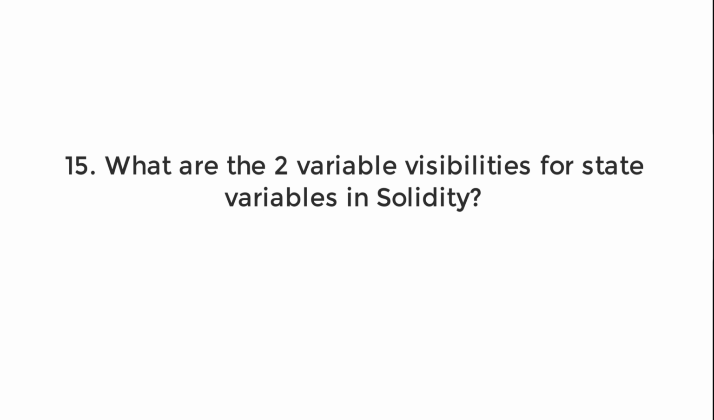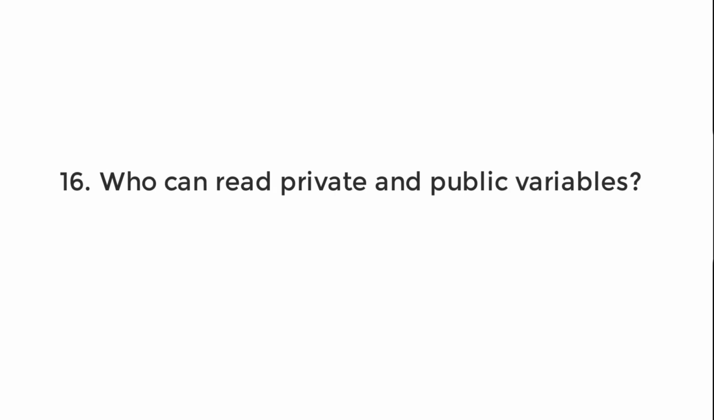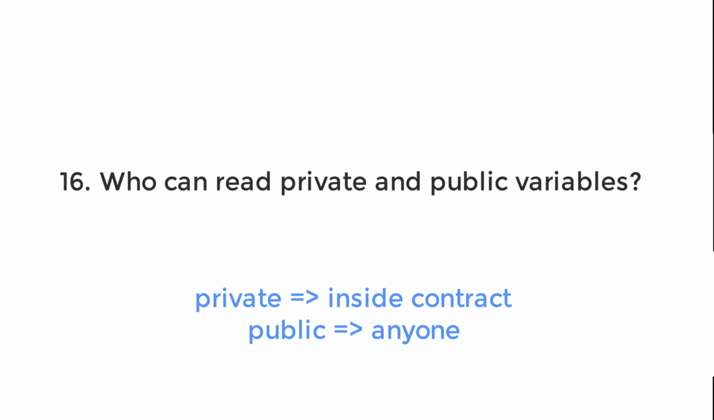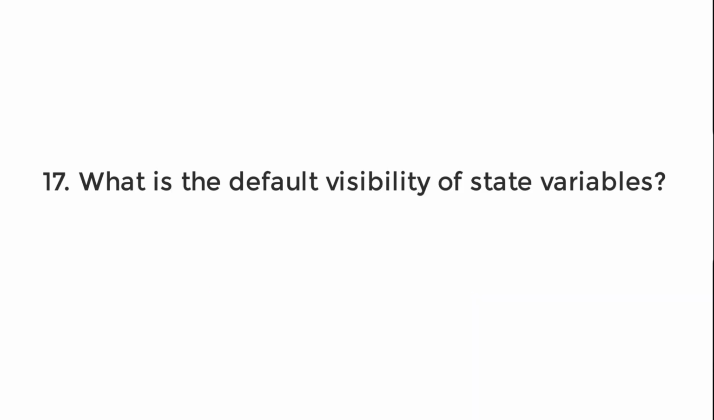What are the two variable visibilities for state variables in Solidity? Private and public. Who can read private and public variables? Private variables can be read only by functions inside a smart contract, and public variables can be read by anyone. What is the default visibility of state variables? Private.